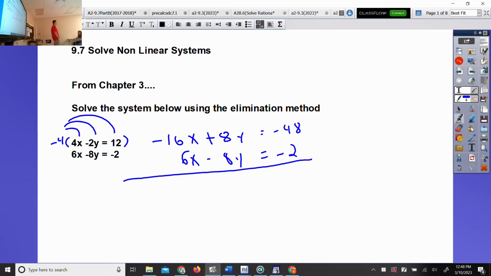If you add down, what disappears? Y's. Leaving you with nothing but a string of X's. How many X's are there? -10 of them. -48, -2, what do they add to? -50. What's your X value? 5.